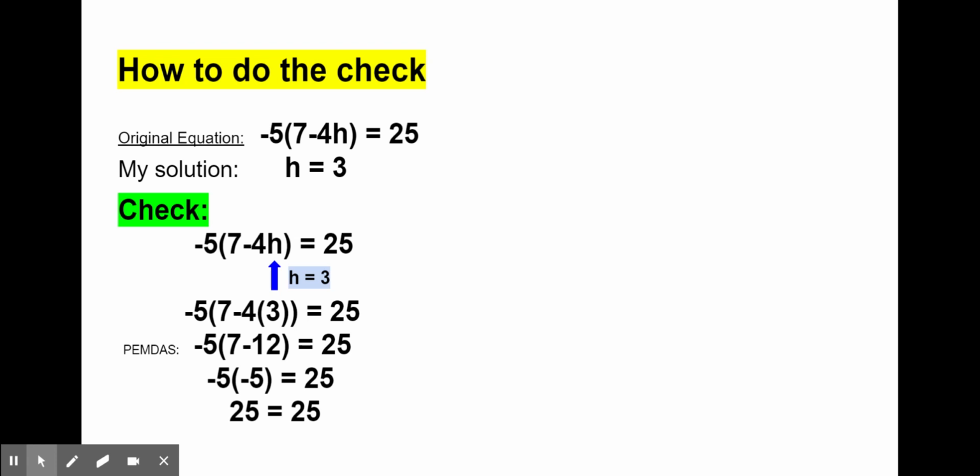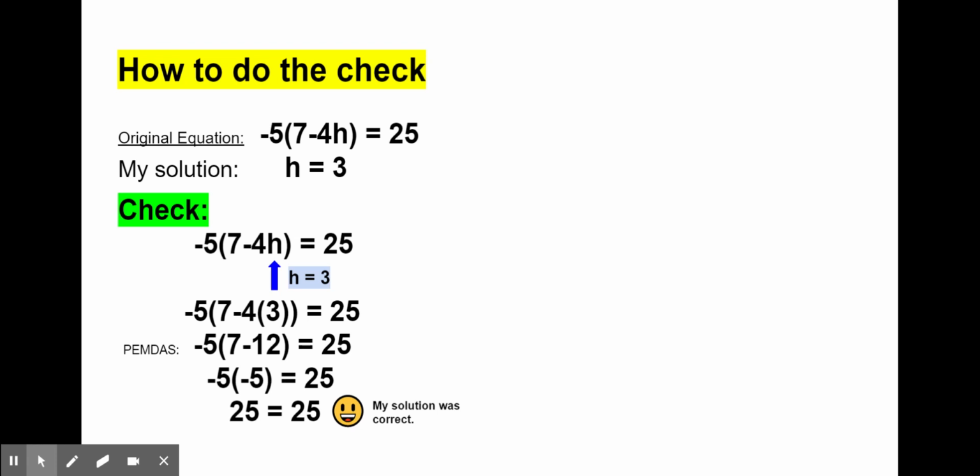Notice how I went through each step of my check. I did the math for each part of order of operations to get my 25 equals 25. I didn't do a pretend check. I didn't just plug in 3 and leave it and say that that was correct. I went through each step to see 25 does indeed equal 25. So I can draw my smiley face. My solution was correct. That means my h equals 3 was the right answer. So I'm all done with that equation.